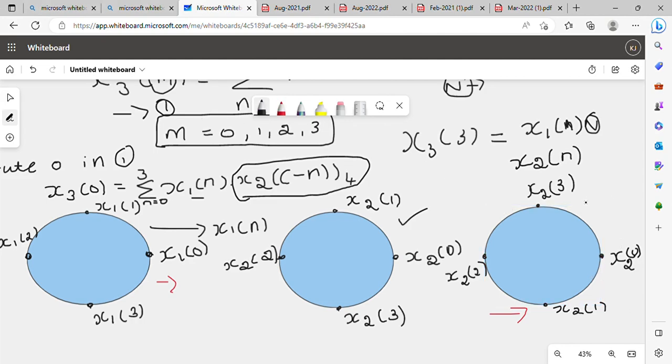Just a minute, students. So this circle is x2 of minus n, and that is all to the power of 4, right? So now which one do I have to write first? I have to write this x1 of n circle at first, and then x2 of n at the last. That is, x1 of n circle should be inside, and outside this x1 of n circle only your x2 of minus n of 4 should be outside, right? Yes. I'll write that and showcase it to you.